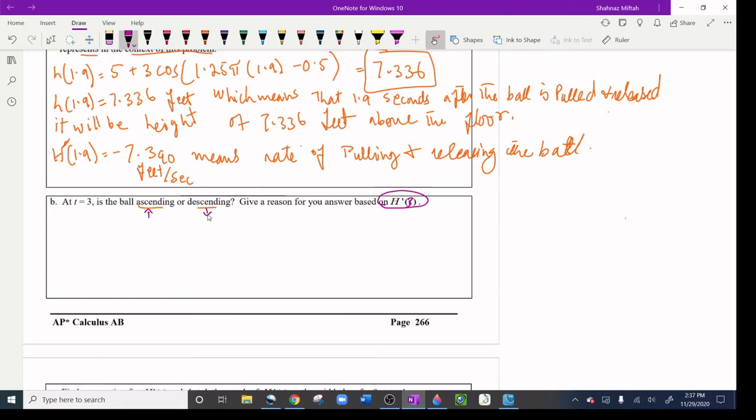So every time the word increase or decrease comes, it means I'm taking a first derivative and making it equal 0, critical points, and then we find a sign chart. But if we plug in 3 in the h prime, then probably I will get a positive or negative answer. Then we will decide if it's ascending or descending. So I'm going to take the derivative at h prime 3, and it's calculator based, so I don't have to show the work. I have to take a derivative and plug in 3 in the equation. Let's see what we get.